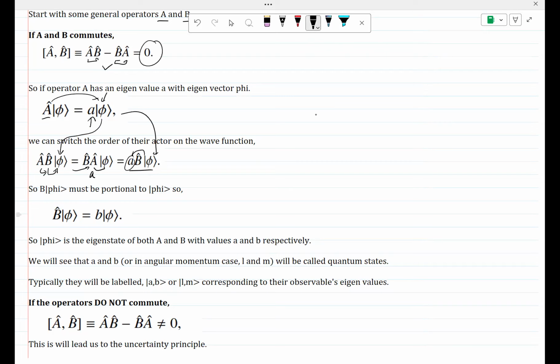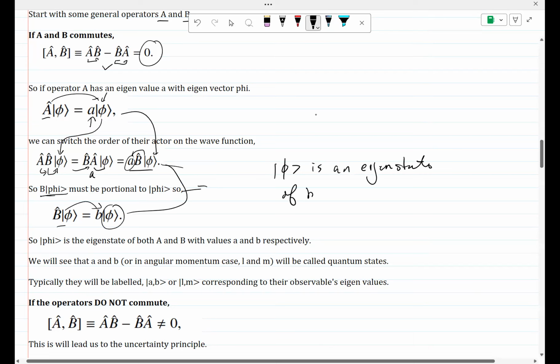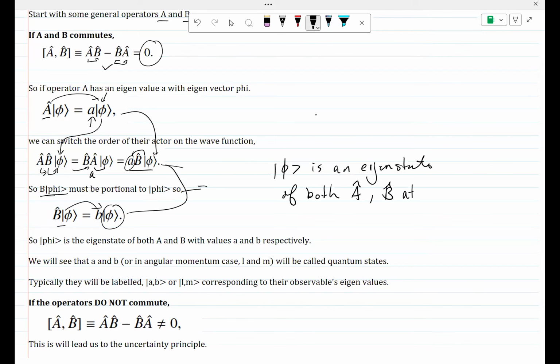And since this operator B on phi also gives you an eigenvalue of B, okay? This state here is actually the eigenvector or eigenstate of both A and B at the same time. Okay, sort of trying to describe that. So phi is an eigenstate of both the operator A and B at the same time.